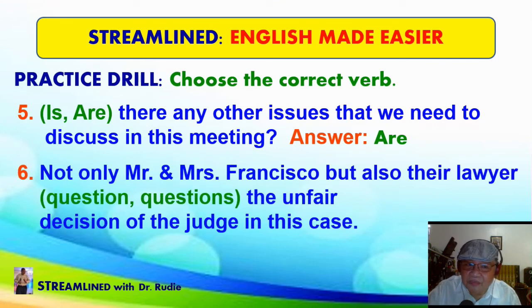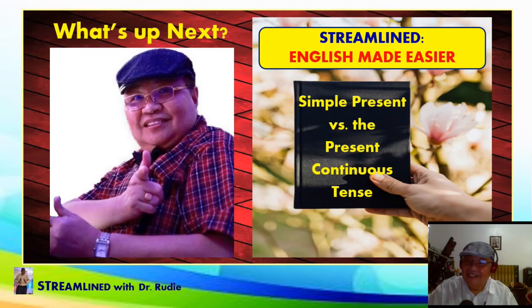Let's move on to number 6. Not only Mr. and Mrs. Francisco, but also their lawyer questions the unfair decision of the judge in this case. The correct answer is questions. This ends our inputs in this episode.